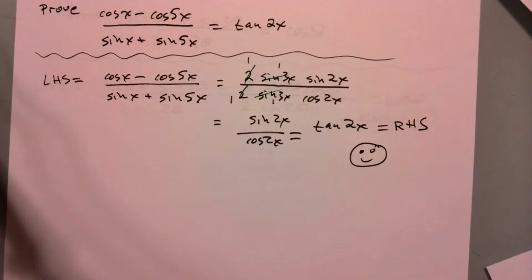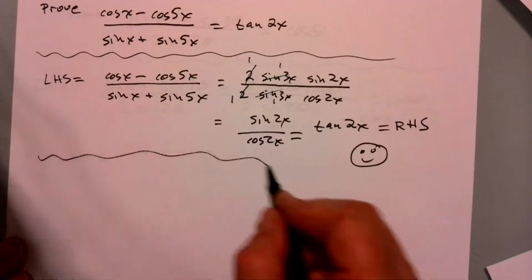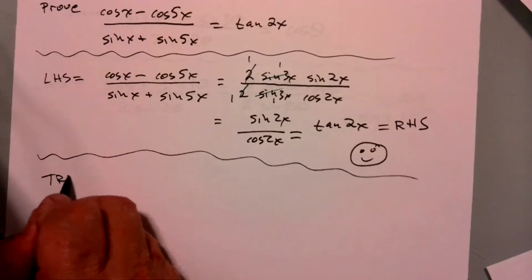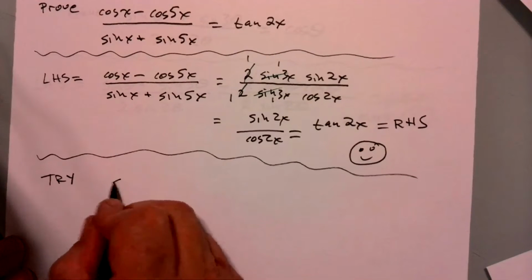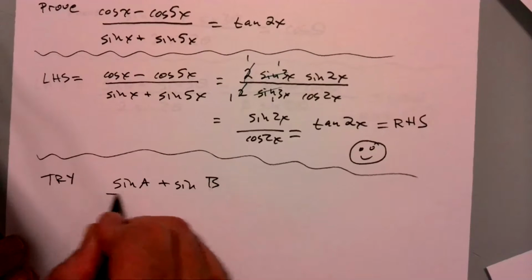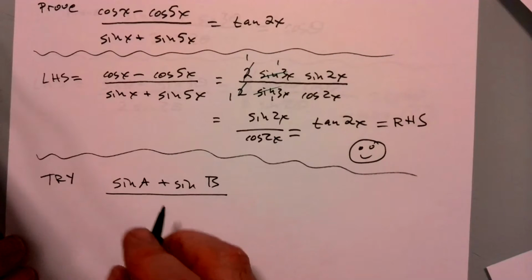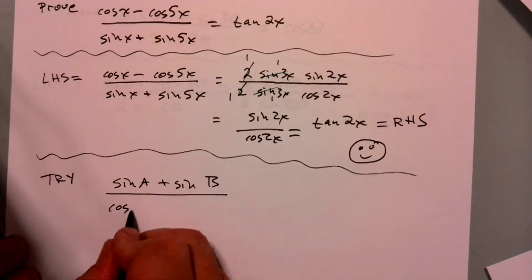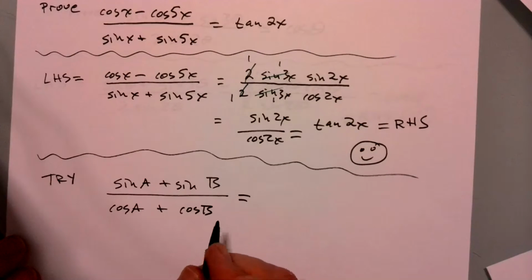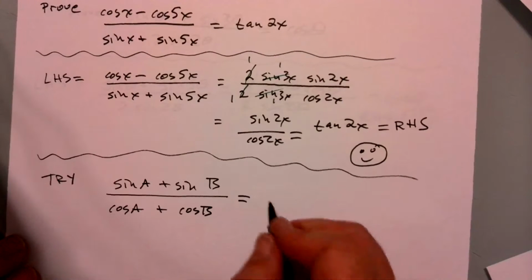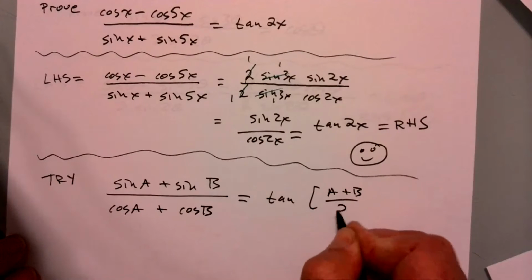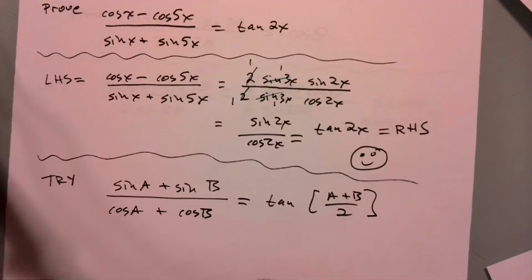There's one more on the sheet that I won't have time to do before we hit the 50-minute mark, but I will ask you to try this on your own. So I'd like you guys to try sine A plus sine B. So after I stop here in a couple minutes, see if you can prove this one. Sine A plus sine B over cos A plus cos B equals tangent of A plus B over 2. So I'll let you try that on your own.